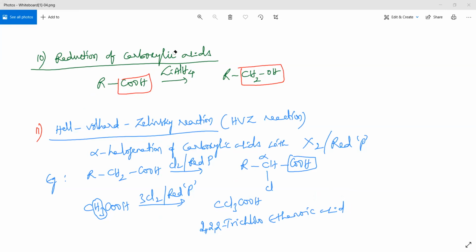Here is the example. Which halogen? Here it is chlorine in presence of red phosphorus. Alpha is the carbon adjacent to the functional group. This is the alpha carbon, this is the functional group, and halogenation is taking place at the alpha carbon. If you are using excess chlorine, then all alpha hydrogens are substituted by halogens, giving 2,2,2-trichloroethanoic acid.